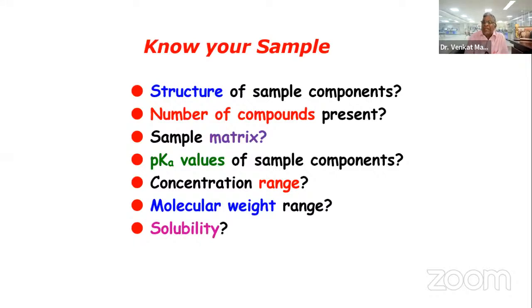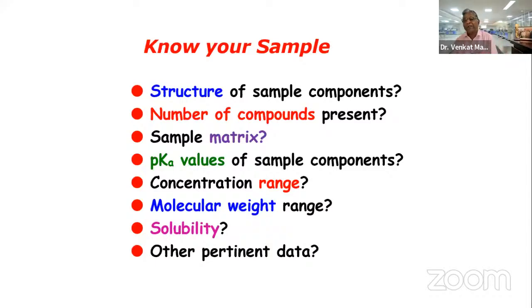This is the most important parameter. I should know in which solvent system my sample is soluble. If the compound is dissolved, it can be resolved. Now, if you want to know any other data, whether there may be some new impurities present in the compound, all this information you should pick about the sample. You should know a lot of information.